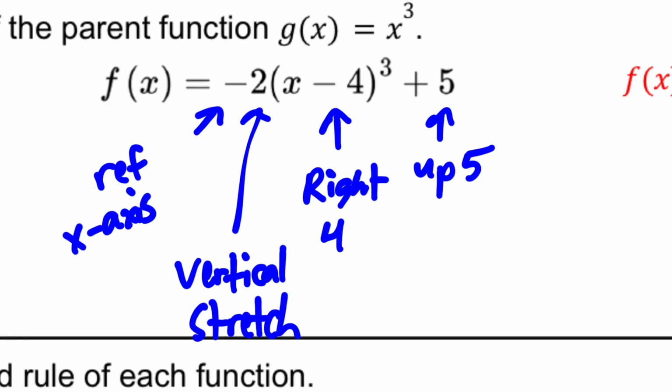For this next one, the negative, because it's outside the parentheses, is a reflection across the x-axis. The 2 being outside the parentheses is a vertical stretch. The -4 inside the parentheses means a translation, right 4. And the +5 at the end means we're going up 5.